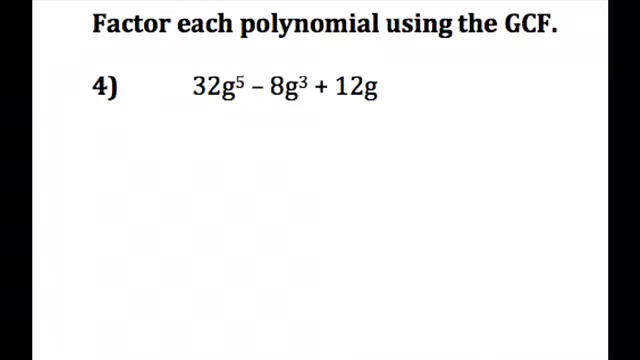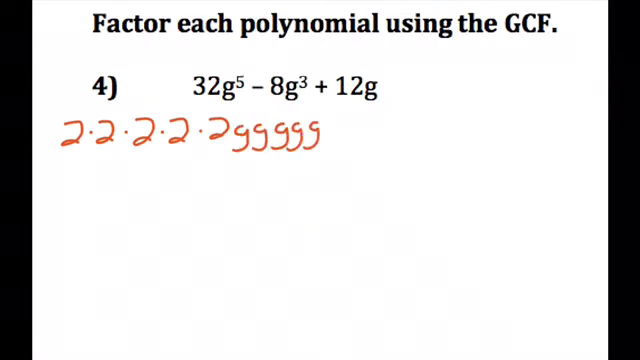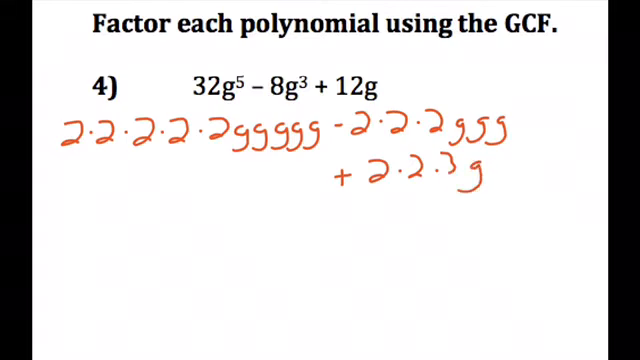Okay, now we're going to factor each polynomial using the GCF. So we need to write it out. 32 breaks down into 2 times 2 times 2 times 2 times 2, and then 1, 2, 3, 4, 5 g's. Minus 2 times 2 times 2, g, g, g, plus 2 times 2 times 3, g. So I just broke each one of those down.